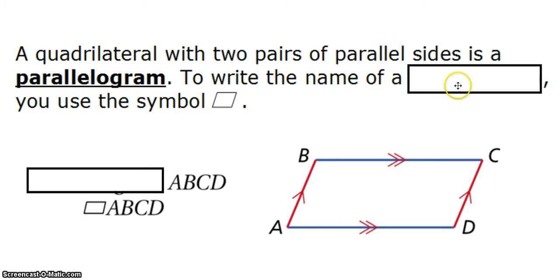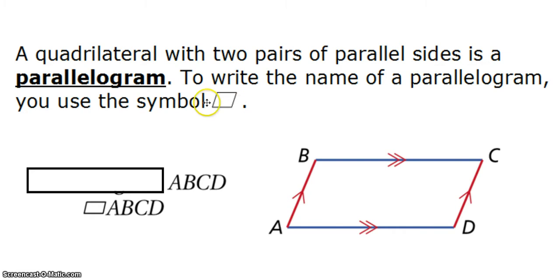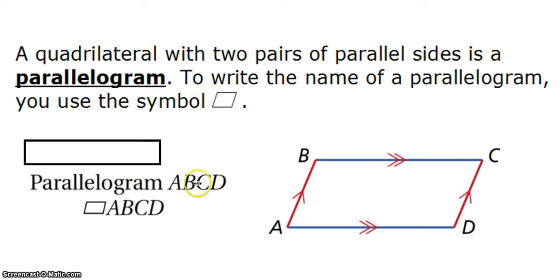So to write the name of a parallelogram, we use this little parallelogram symbol. Very cute. We can say parallelogram ABCD by just writing the little symbol ABCD. This could be named starting at any vertex, but keep in mind, from wherever you start, you must name consecutive vertices. So let's say we start here at C. We could actually go counterclockwise. We could say parallelogram CBAD. C bad.